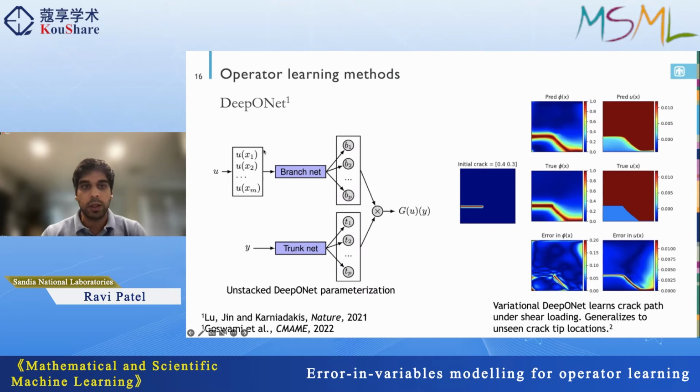This type of parameterization actually has a universal approximation theorem. That's the benefit of this method. And on the right, I'm showing results from one variation of DeepONet called variational DeepONet, where the authors start with a crack tip location here, apply shear to this material, and then try to predict where the crack propagates through. And after training, the equation they find is able to generalize to unseen crack tip locations.